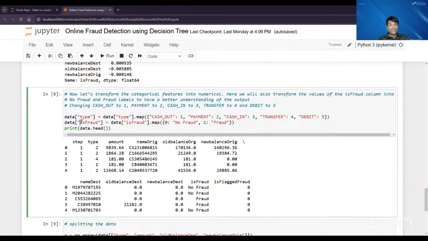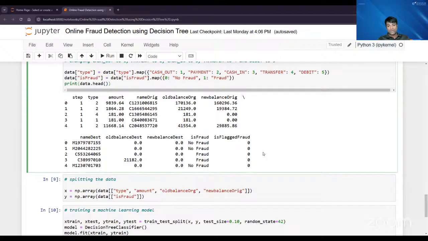And the same thing I'm doing for the fraud transaction as well. So 0 for no fraud and 1 for fraud. Okay, so I'm going to map this. And now here I can see whether it is flagged fraud or not. So it's showing fraud, no fraud, no fraud, or if it's a fraud, it is showing fraud. Okay, so that is what has been built.